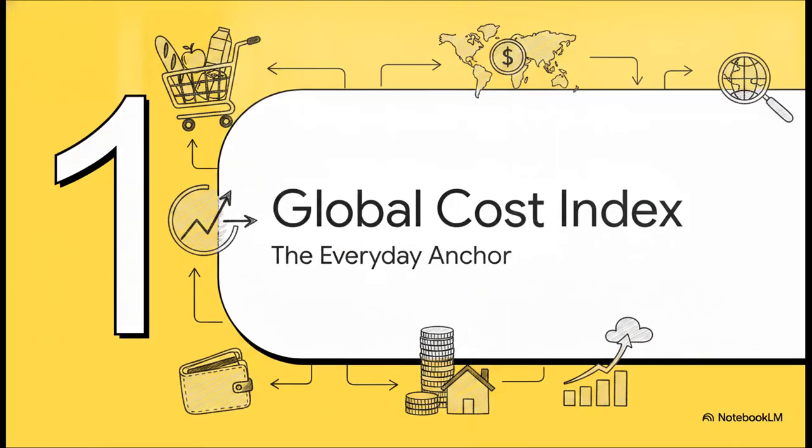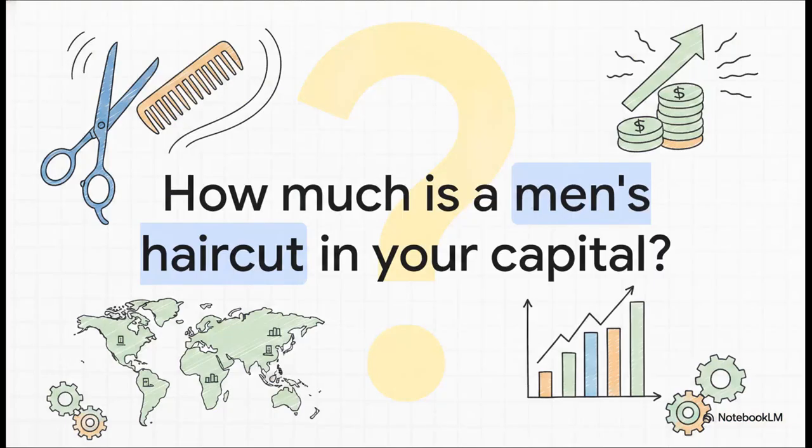All right, Section 1, the Global Cost Index, the everyday anchor. So to truly wrap our heads around global macroeconomics, we really have to look at purchasing power parity through an everyday lens, something highly relatable. So I want you to think about this for a second. How much does a men's haircut cost in your capital city? It seems like a super simple, almost trivial question, right?